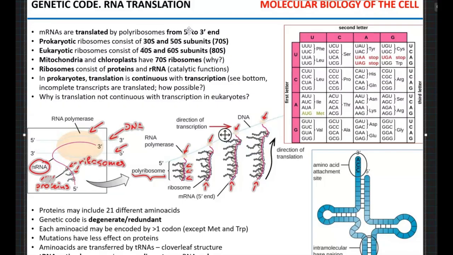So please don't memorize the specific composition of subunits. At this point, all I want you to understand is that any ribosome has a large and a small subunit, okay? And I want you to acknowledge that bacterial ribosomes are different from eukaryotic. That's it. Okay?